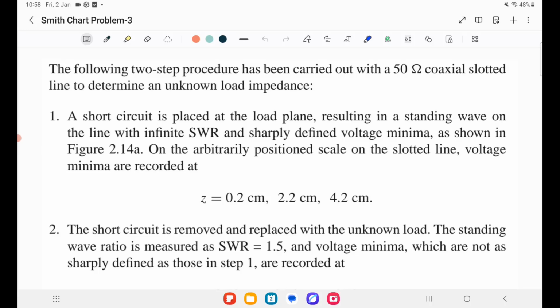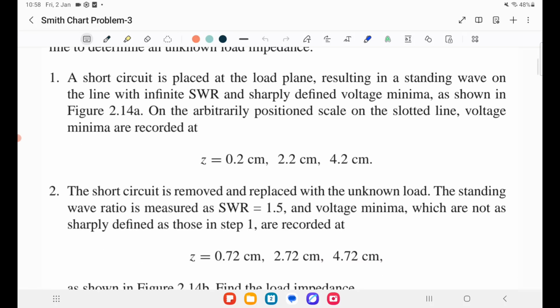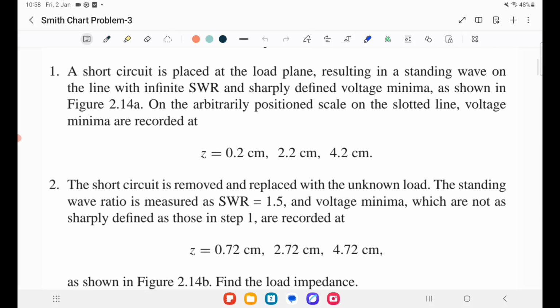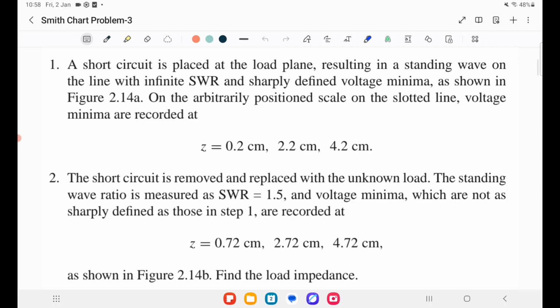2.2 cm, 4.2 cm. Step number 2. The short circuit is removed and replaced with the unknown load. The standing wave ratio is measured as SWR equals 1.5 and voltage minima, which are not as sharply defined as those in step 1, are recorded at z equals 0.72 cm, 2.72 cm and 4.72 cm as shown in figure 2.14b. Find the load impedance.